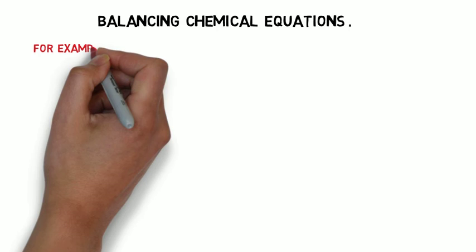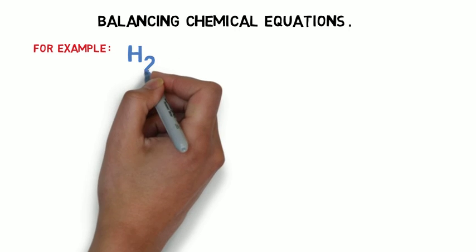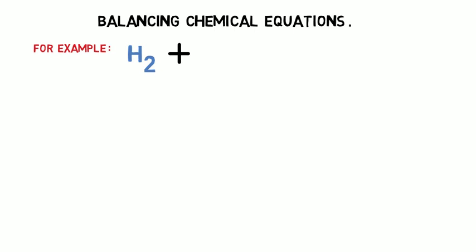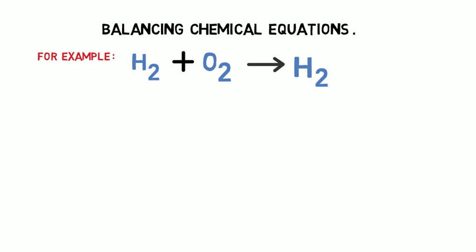Now let's get into how to balance a chemical equation. Previously we have seen H2 plus O2 gives us H2O. Now let's try to balance this chemical equation. As you can see, hydrogen, 2 atoms, plus oxygen, 2 atoms, or one molecule of oxygen, gives us water, which is H2O. Two hydrogen atoms and one oxygen atom: one molecule of hydrogen and half molecule of oxygen.